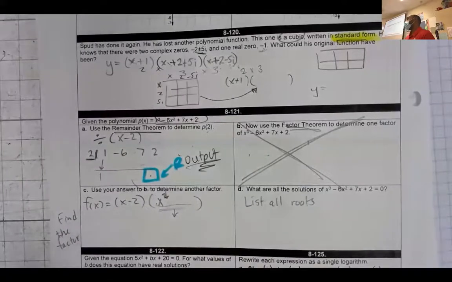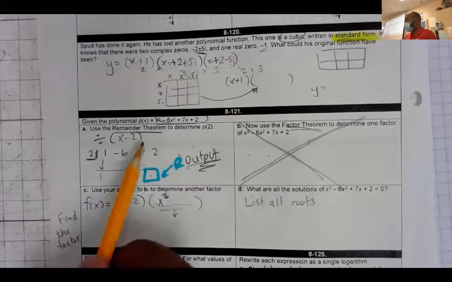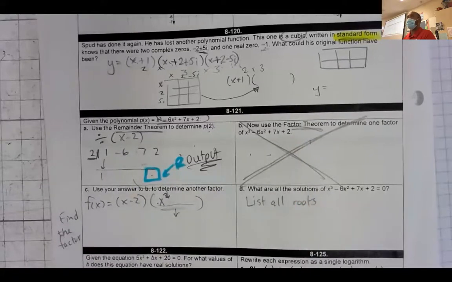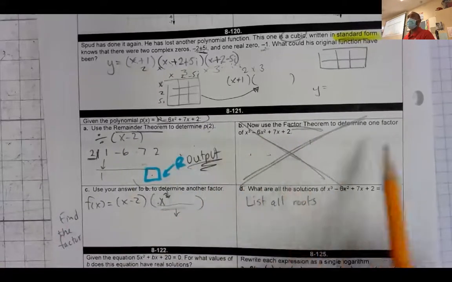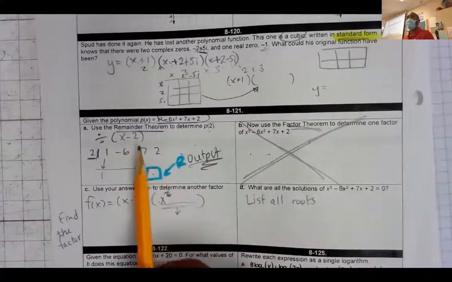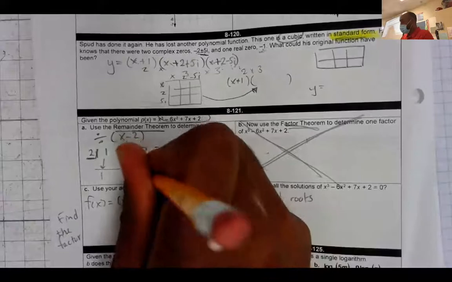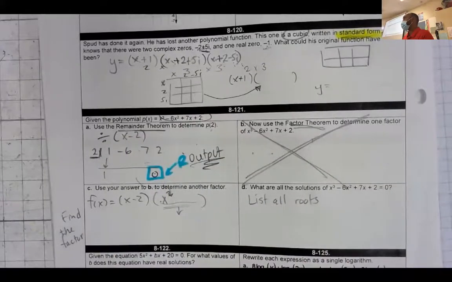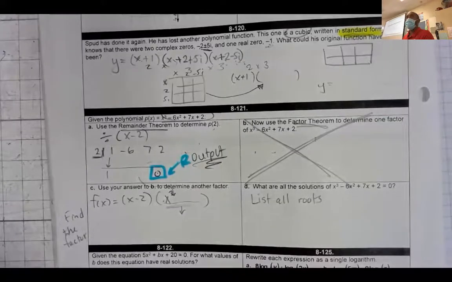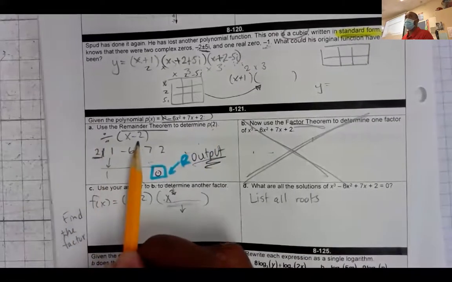Now, if the output is 0, not only is that the output, that also tells you that 2 is a factor. And that was that second part of the question that I told you guys to cross out, which just ties all this together. So I'm going to tell you, you're going to end up with 0. So you already know that x minus 2 is a factor because we plugged in 2, so the factor is x minus 2.